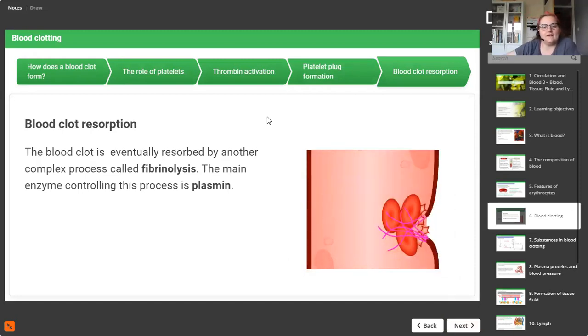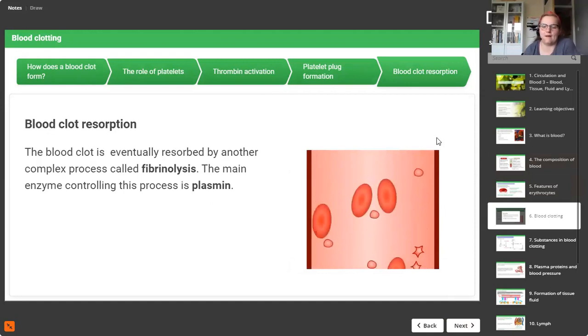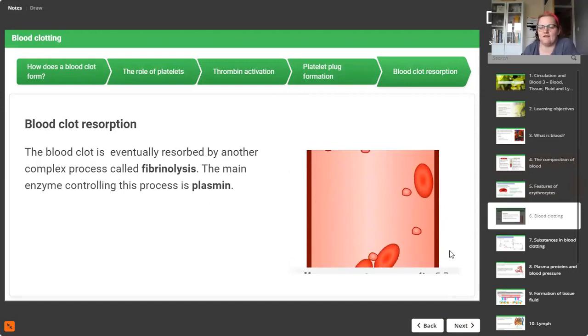So the blood clot then is eventually reabsorbed by another complex process called fibrinolysis. And the main enzyme that controls this process is called plasmin. And that is our blood clot being reabsorbed, because we don't want that to stay there forever.